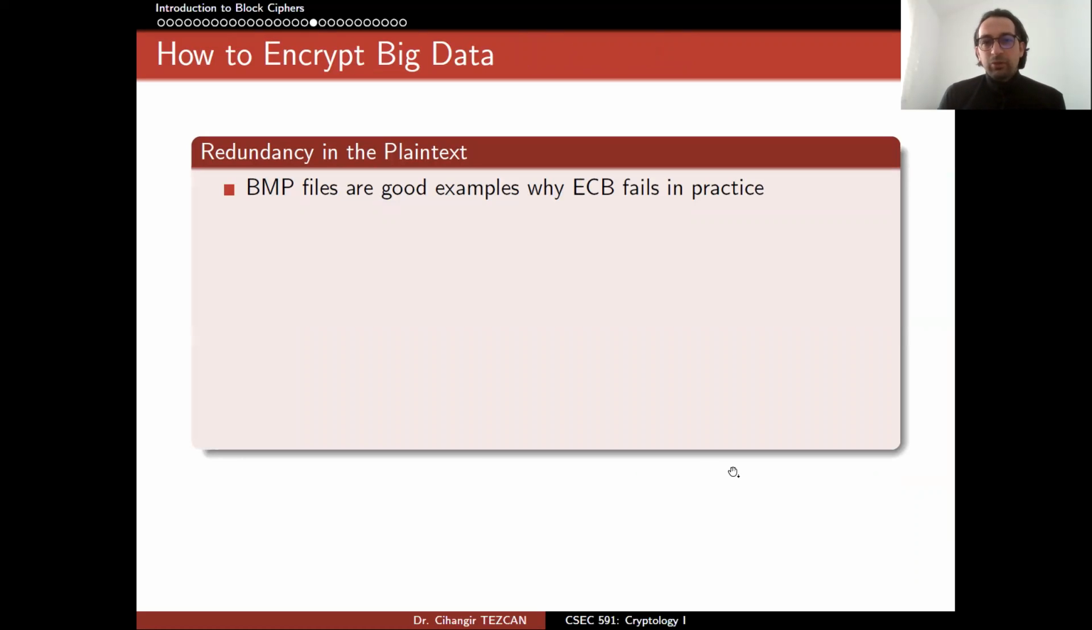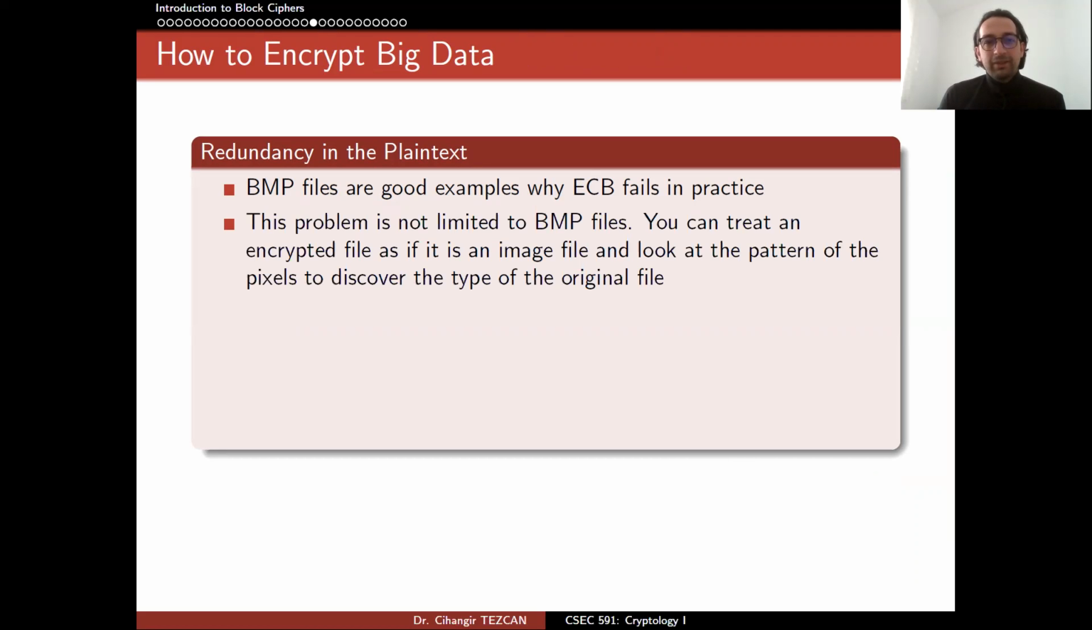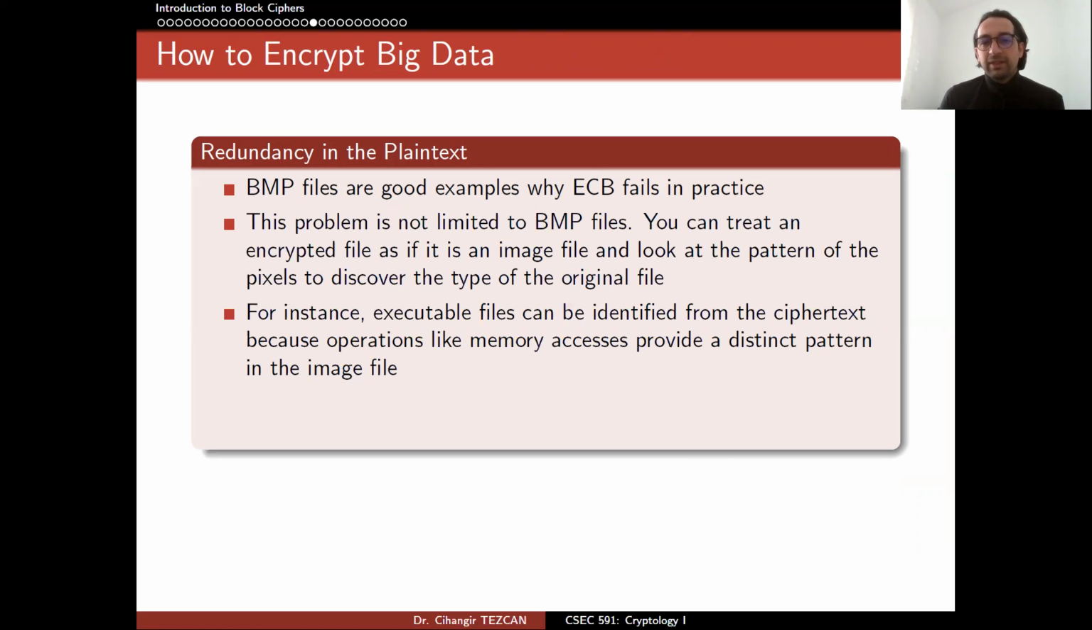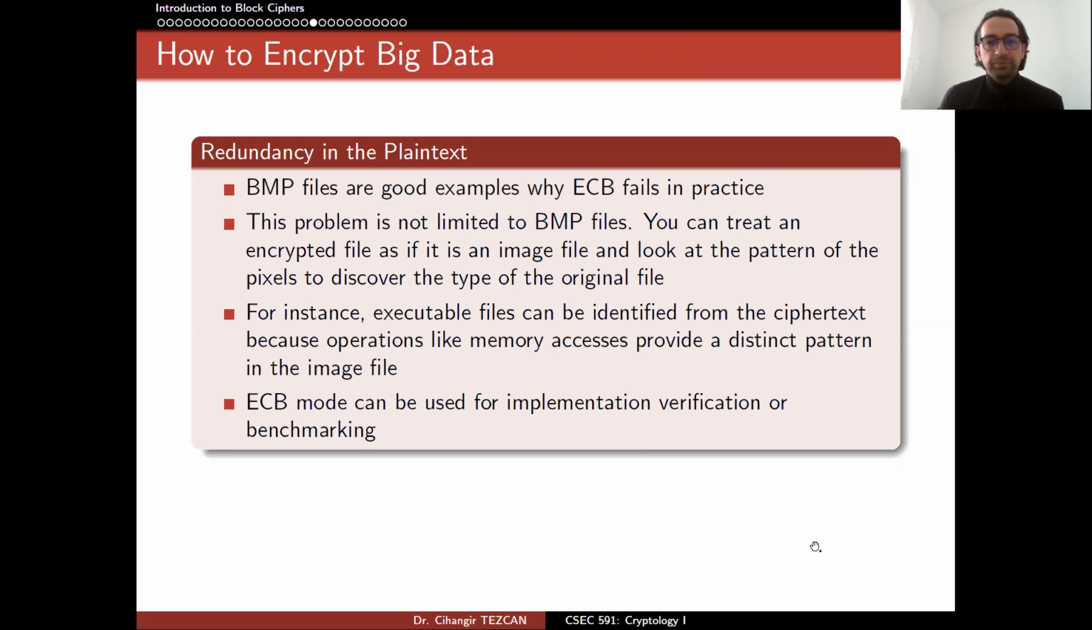BMP files are good examples of why ECB fails in practice. But this problem is not limited to BMP files. You can treat an encrypted file as if it is an image file and look at the pattern of the pixels to discover the type of the original file. For instance, executable files can be identified from the ciphertext because operations like memory accesses provide a distinct pattern in the image, and so on and so forth. ECB mode can be used for implementation, verification, or benchmarking to see how fast your implementation is.